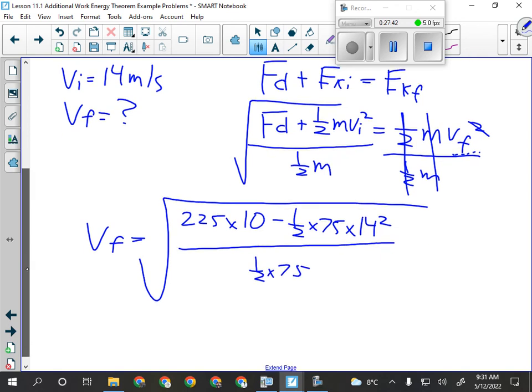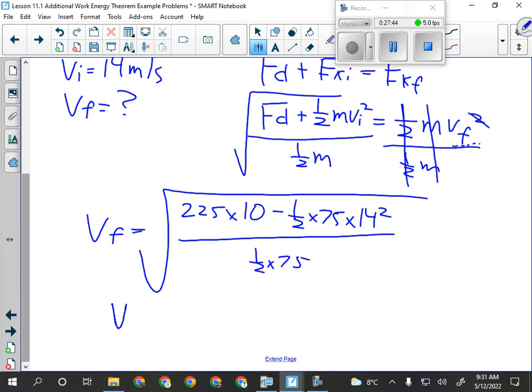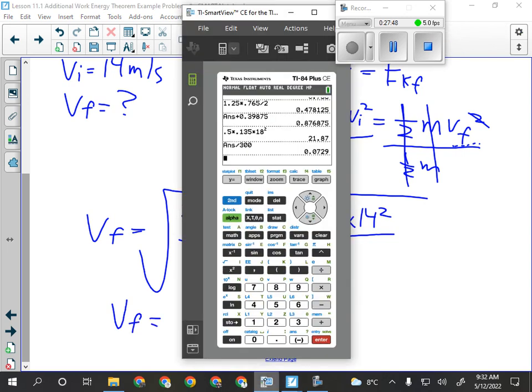Now, my suggestion here is to not try and enter this into your calculator in one step, okay? You're better to do it off in multiple steps. So we're going to have 225 times 10, okay, plus 0.5 times 75 times 14 squared.